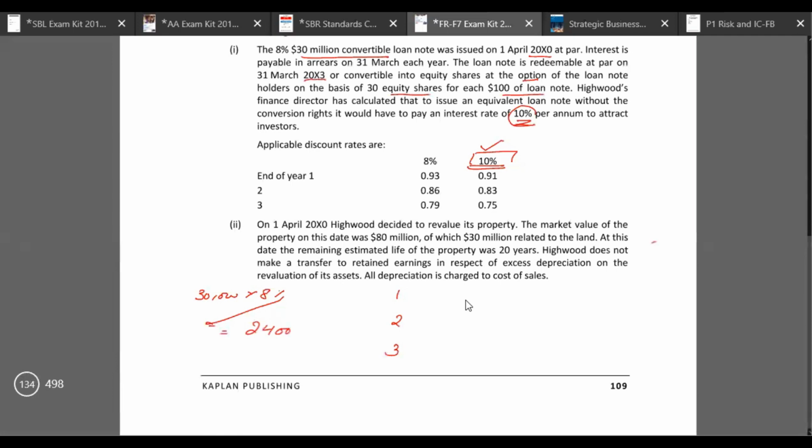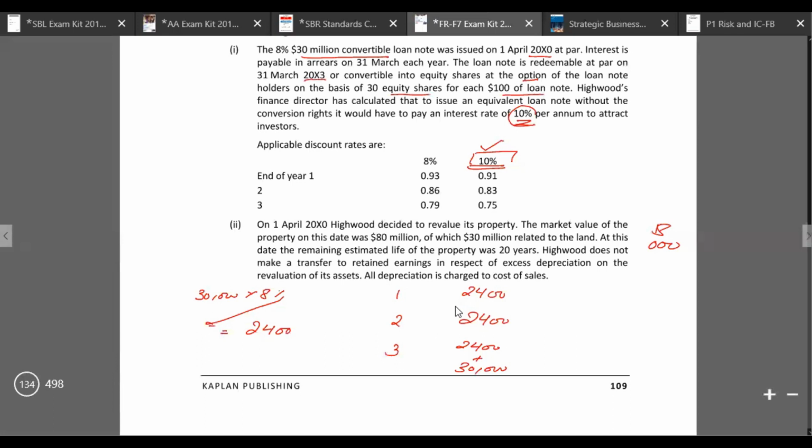Because we are doing the working in dollar triple zero. So in year 1, the cash flow will be 2,400. In year 2, cash flow will be 2,400. In year 3, cash flow will be 2,400 plus the principal amount will be paid as well. So the 30,000 will be paid in year 3. So in year 1, there will be only interest 2,400, year 2 2,400, and in year 3 there will be 2,400 plus 30,000.